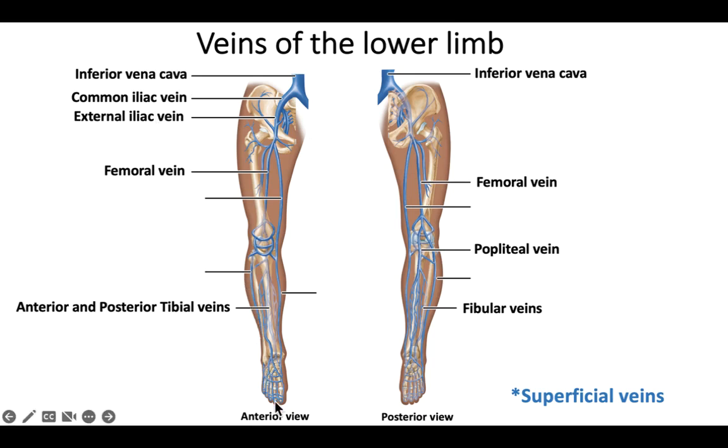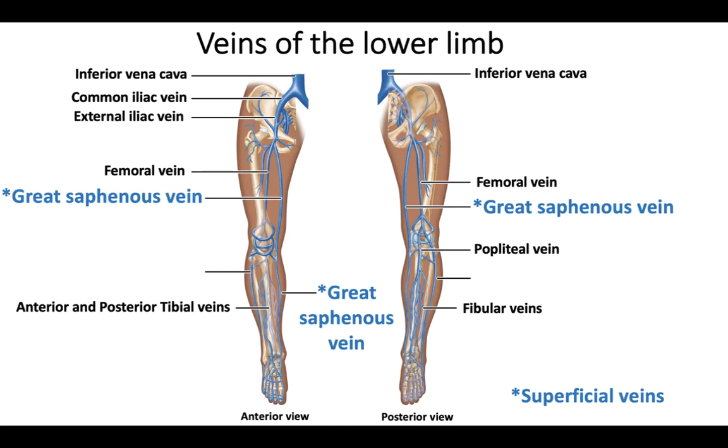So just like we did the arm, we're going up the leg. So there are anterior and posterior tibial veins that lie next to the arteries. There are fibular veins that lie next to the artery. There's a popliteal vein that lies next to the artery. There's a femoral vein that lies next to the artery. The superficial veins we're adding to this are the saphenous veins.